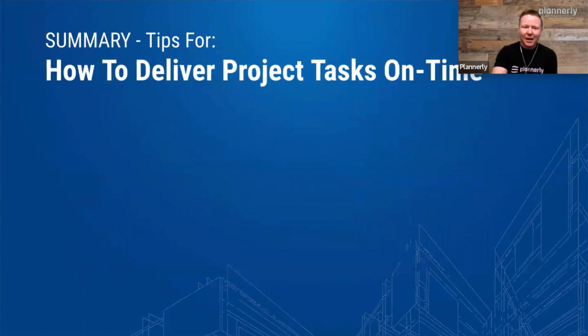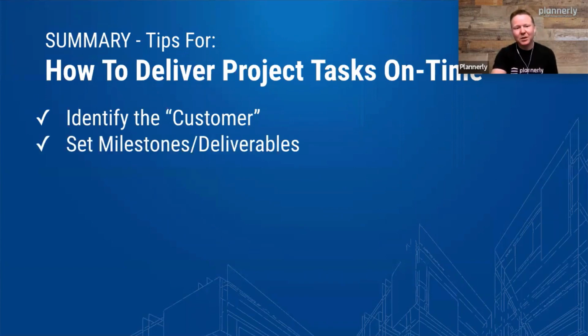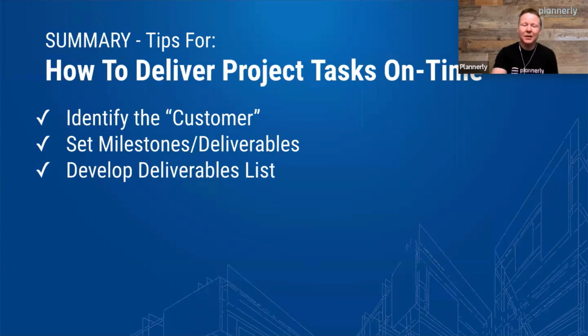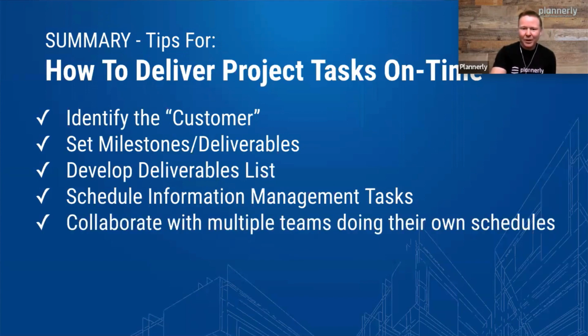So today we have talked about how to deliver project tasks on time, and we've looked at, first of all, the primary thing that we should do is identify the customer. So understand what the milestone is, what the purpose is, who is the customer for that milestone, setting the deliverables, setting the list of tasks that need to be delivered overall on the whole project as a consolidated list, having a set of information management tasks, and also collaborate with teams that are doing their own scheduling. So instead of just sending somebody a list, actually getting them into the project and getting their input on the sequencing, the durations, and making sure that it's achievable. And going through the coordination and agreement process.